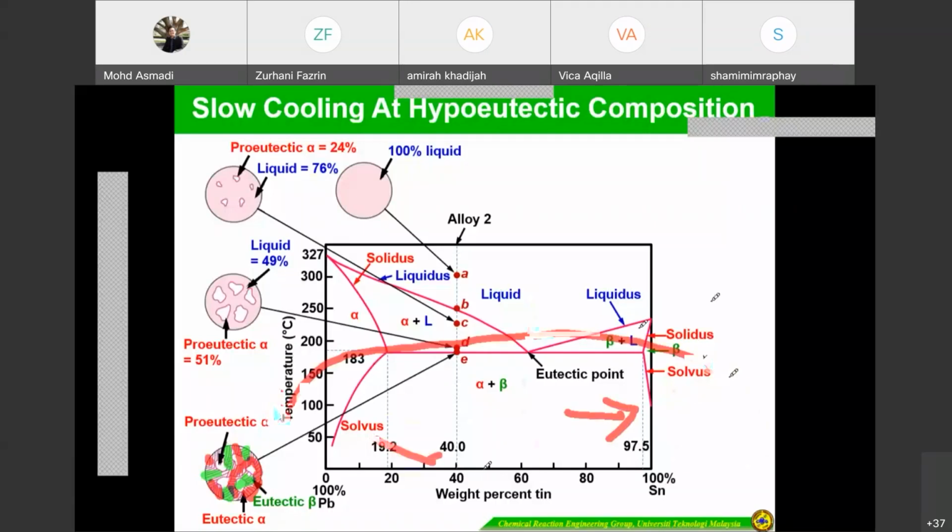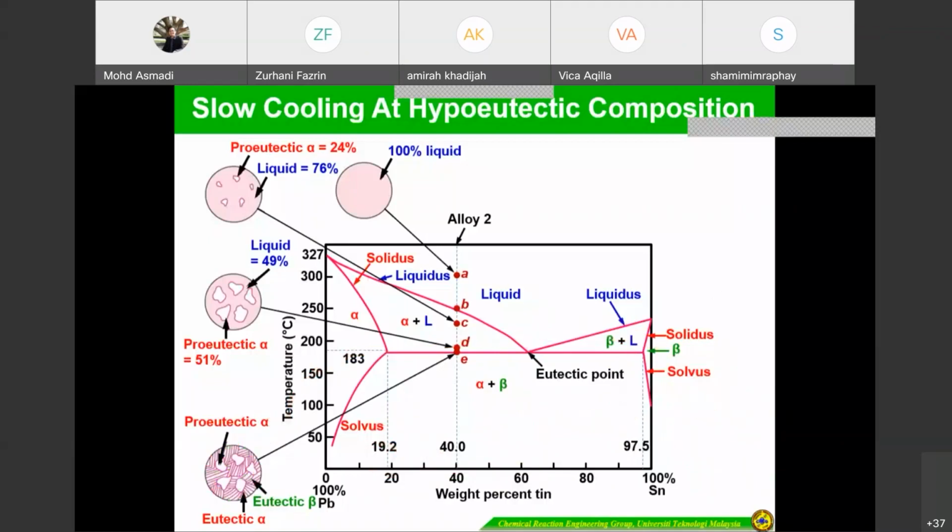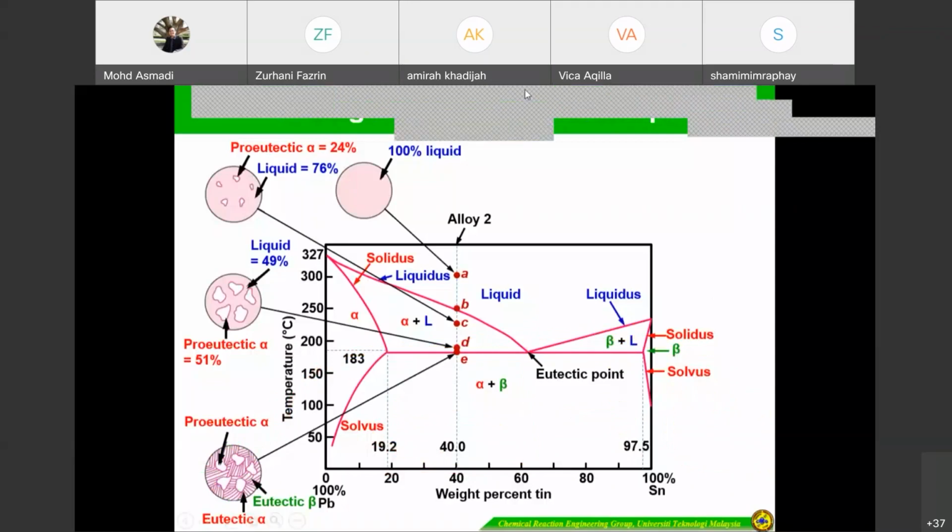Okay, any questions before we move, or do you want 5 minutes, 10 minutes before we move? Okay, I'll just finish and then we break for 5 minutes. I just want to explain about the eutectic structure before the analysis, and then we break for 5. Okay, let's see the eutectic structure.